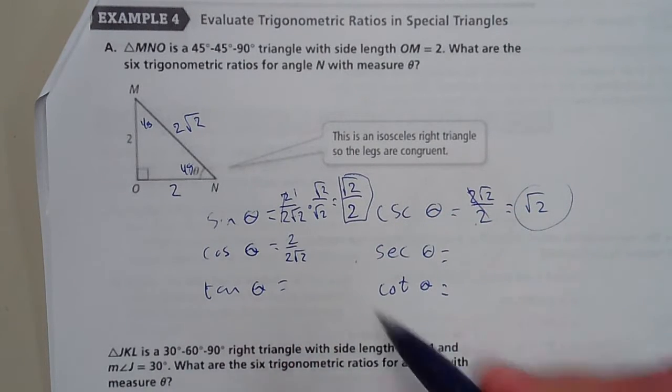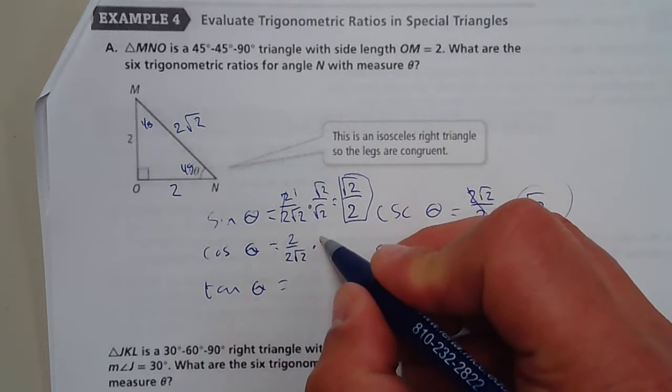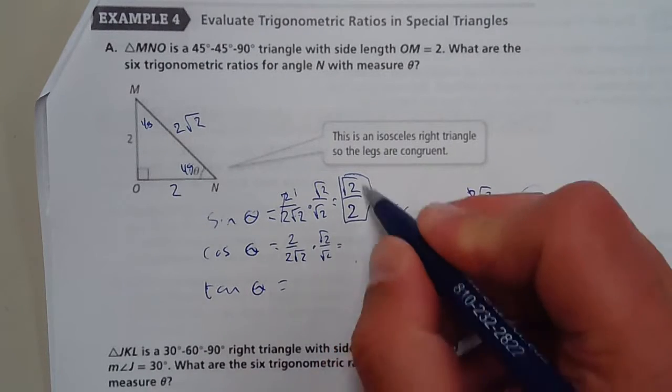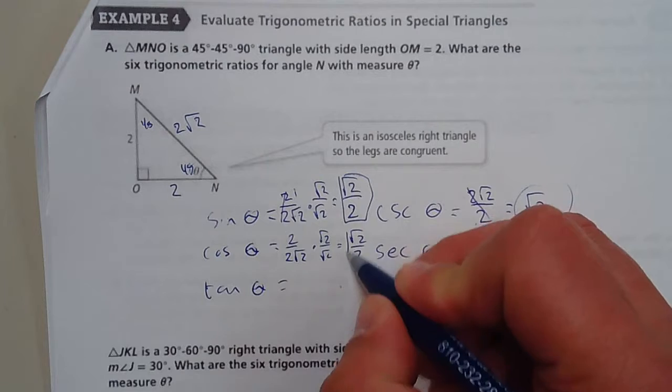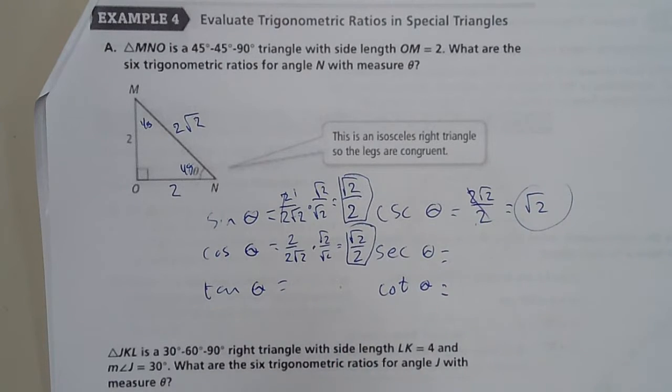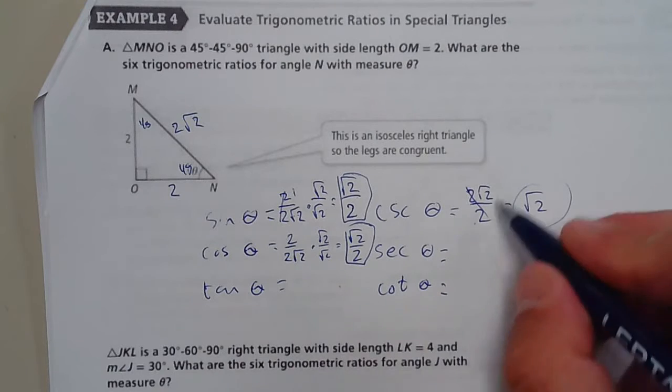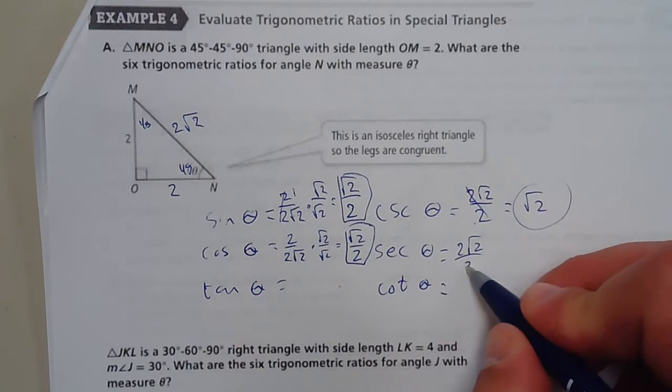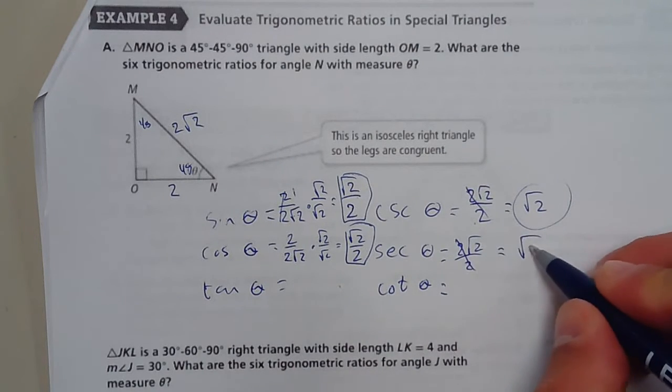All right, cosine, adjacent over hypotenuse, is going to be the same exact ratio we just did because it's a 45, 45, 90. So we already know what it's going to simplify to, but we go ahead and write it out if we want to. It's going to be root 2 over 2. Secant then is hypotenuse over adjacent, and therefore that's going to be just exactly like this one. It's 2 root 2 over 2, which we know simplifies to just root 2.